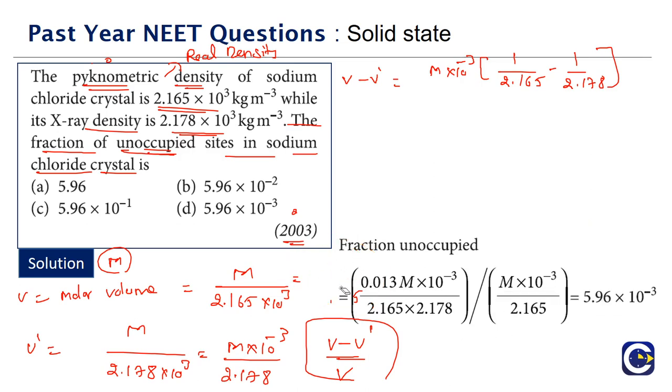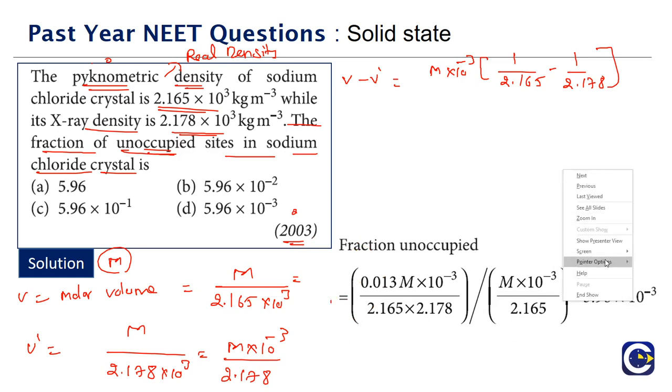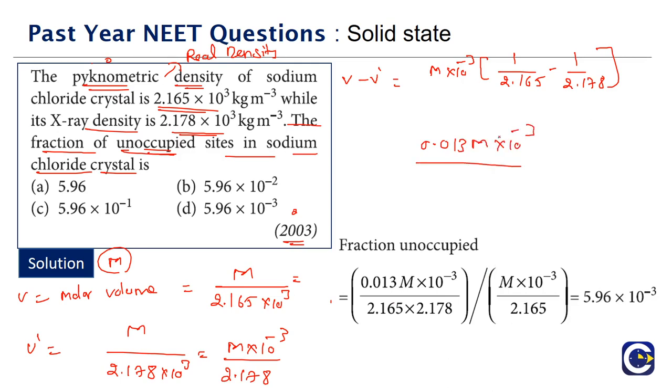So the fraction of unoccupied sites will be equal to what? It will be equal to V minus V dash by V. If you take an LCM and simplify it, it will be coming as 0.013 M into 10 power minus 3 divided by 2.165 into 2.178. This is V minus V dash. So V minus V dash by V.